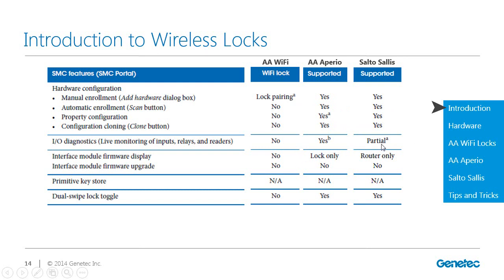Now, taking a look at the I/O diagnostics here, this is basically the live monitoring of the inputs, the relays, and the readers. We're not able to see this information from the Wi-Fi locks, but we do get information for the Aperio and the Salus locks. The relays on the Aperio locks may take some time to respond based on the value the scheduled radio contact has been set to, and the Salus locks will only report values for inputs that are actually connected to a sensor.